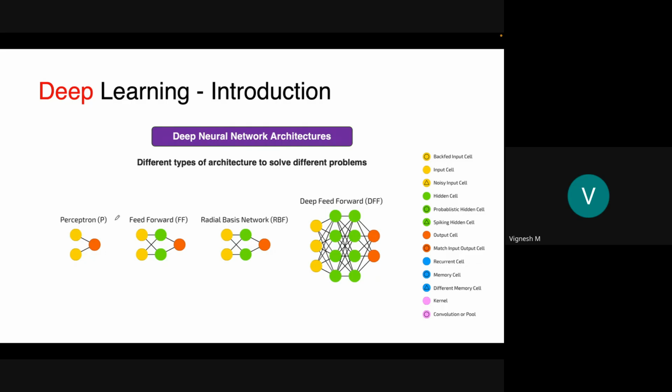So we looked at a perceptron, we looked at feed-forward networks. There's something called radial basis networks. Anyone know what these are? Radial basis?